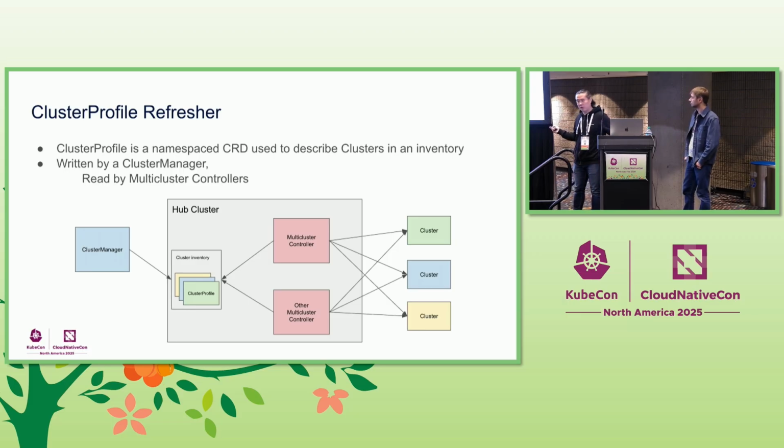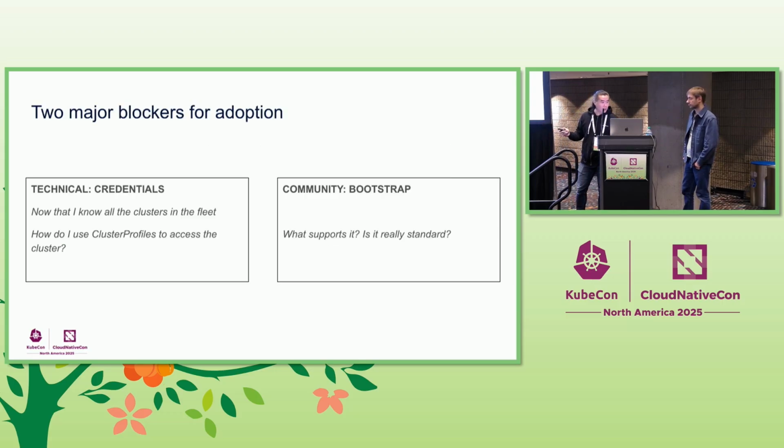That's why initially it was called a cluster inventory. So you know what the clusters in your fleet are, what their properties are, and how to work with them. Yeah, as I mentioned, it's not one inventory to rule them all yet. There are potentially two big blockers.